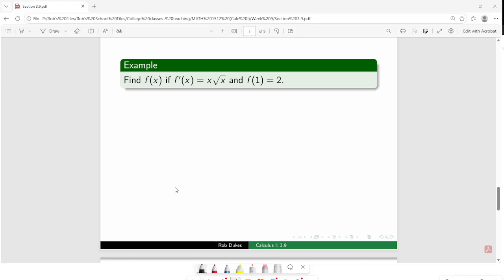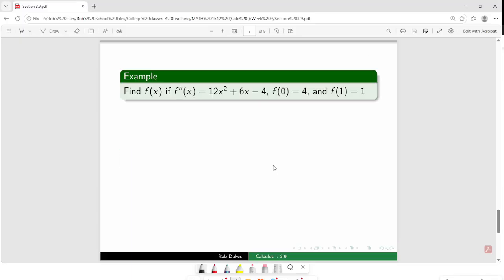So let's see what's next. All right, this one's a little different. This says f of x, we're given the second derivative. F double prime is 12x squared plus 6x minus 4. F of 0 is 4 and f of 1 is 1. And we're going to find the specific solution. They sometimes call this a general solution and a particular solution. So let's do that.